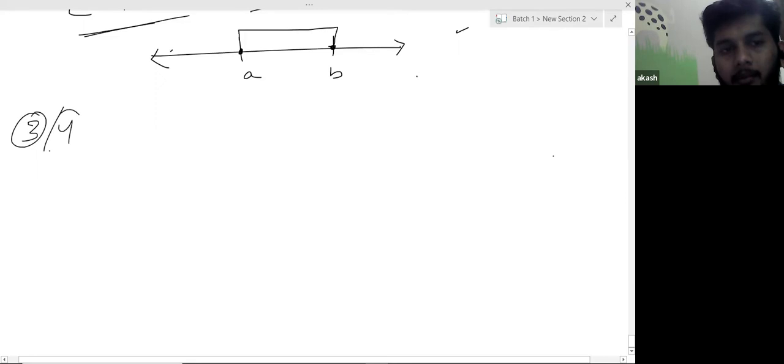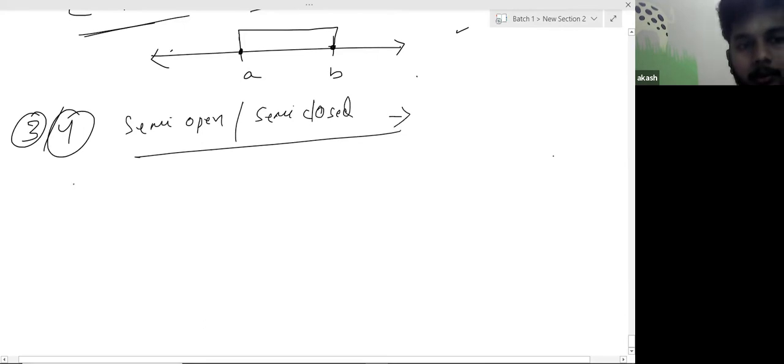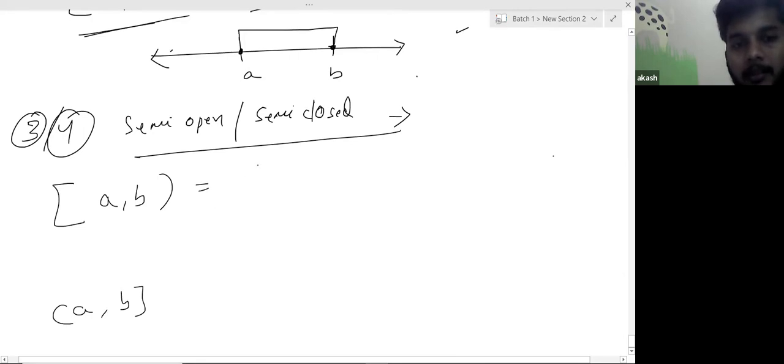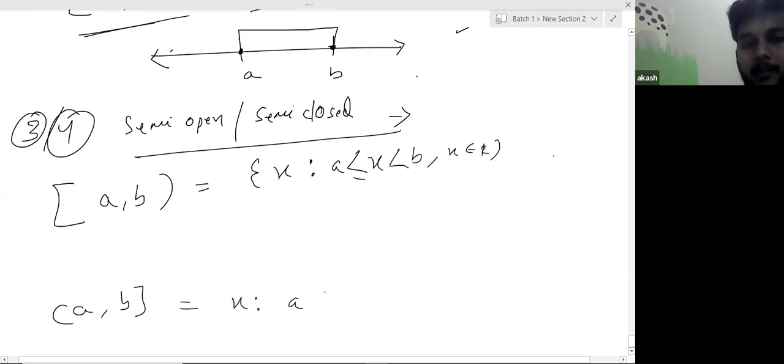Three and four, semi-open or semi-closed. Two. One is this, and the other one is this. Here, the set denotation would be all x such that a is less than equals to x, less than b, x belongs to real number. Here it will be all x such that a is less than x, less than equals to b. Clear?